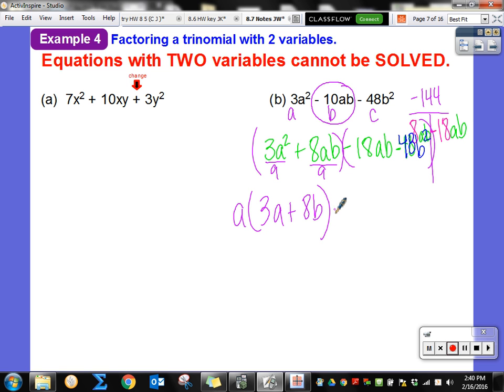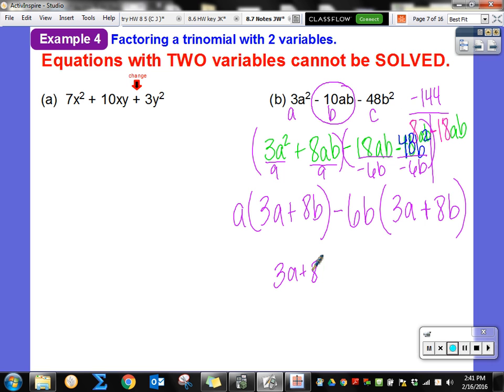Negative 6. So I'm going to try that. It might be wrong, but at least it gives me a place to start. And then any variables they have in common? A b. So I'm going to divide both of those by negative 6b. So that's going to give us a 3a and then a plus 8b. That works. So now we can write our final factors, which is 3a plus 8b times a minus 6b.